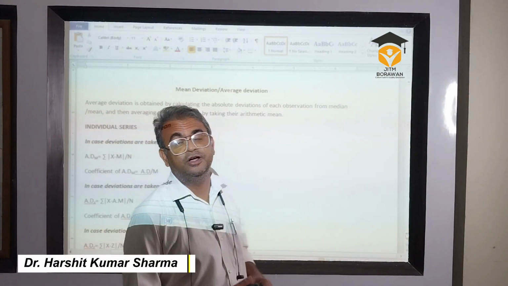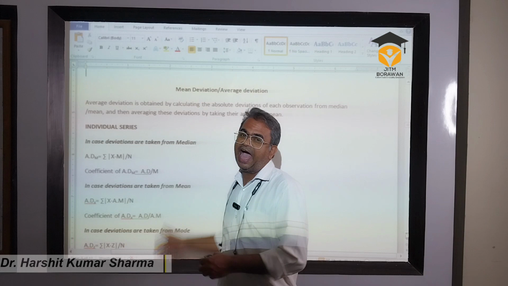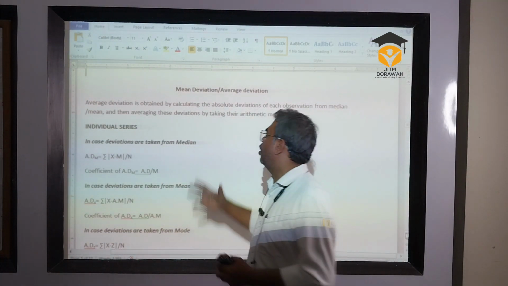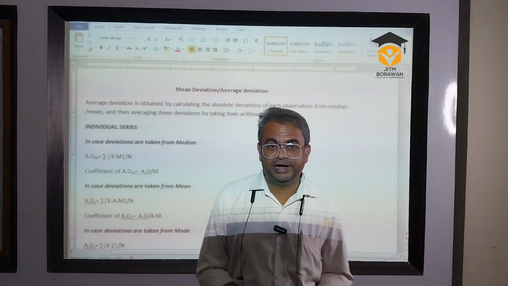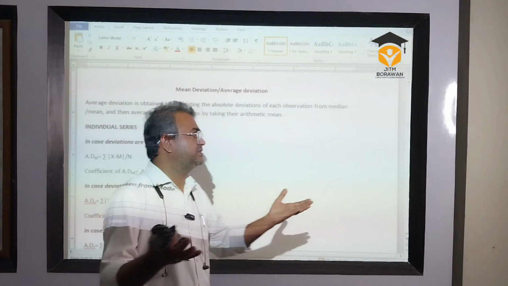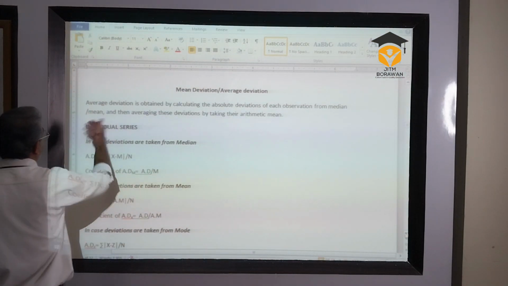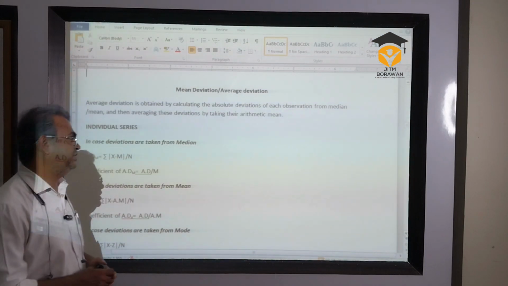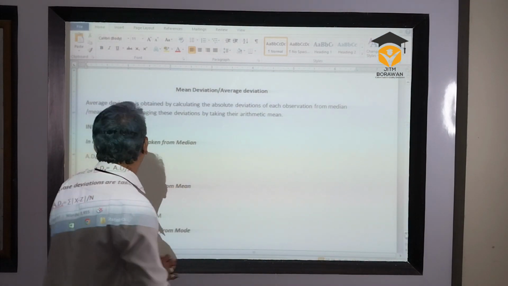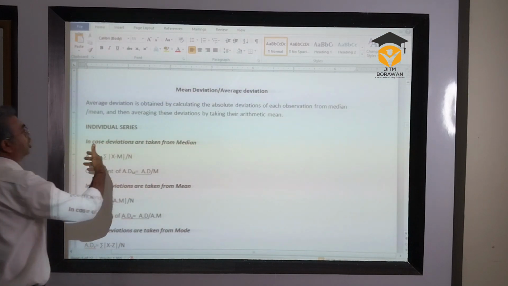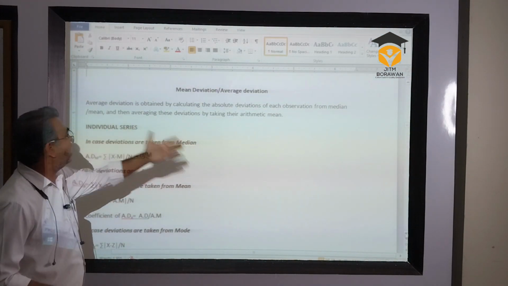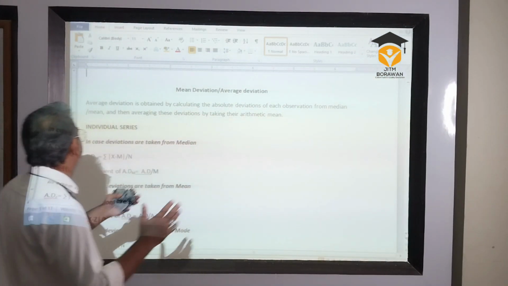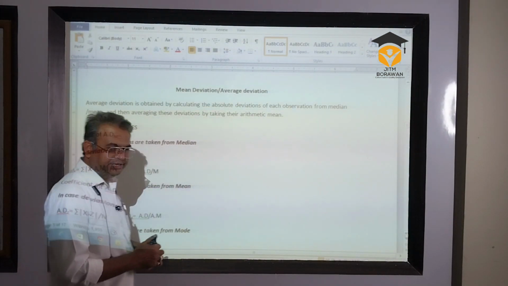In this particular lecture, we will be studying the average deviation method, or the mean deviation method, which is also one of the methods to find the dispersion. So what is average deviation basically? Average deviation is obtained by calculating the absolute deviations of each observation from the median, or from the mean, or from the mode, and then averaging these deviations by taking their arithmetic mean. Then you will find the value of mean deviation.